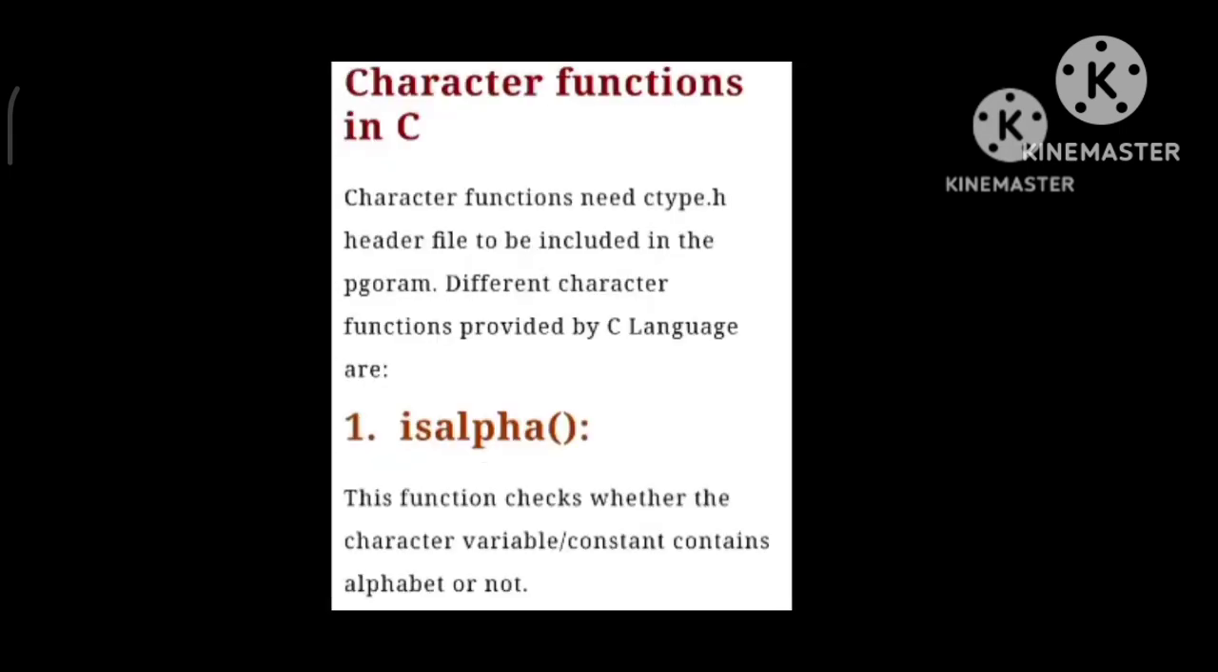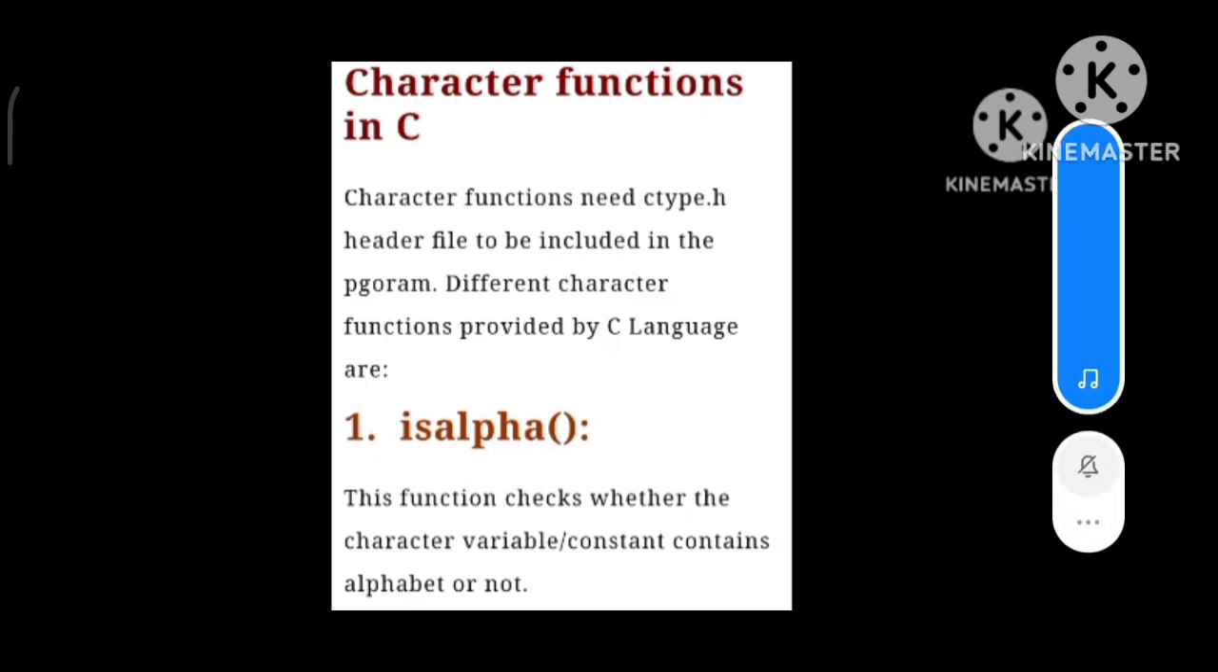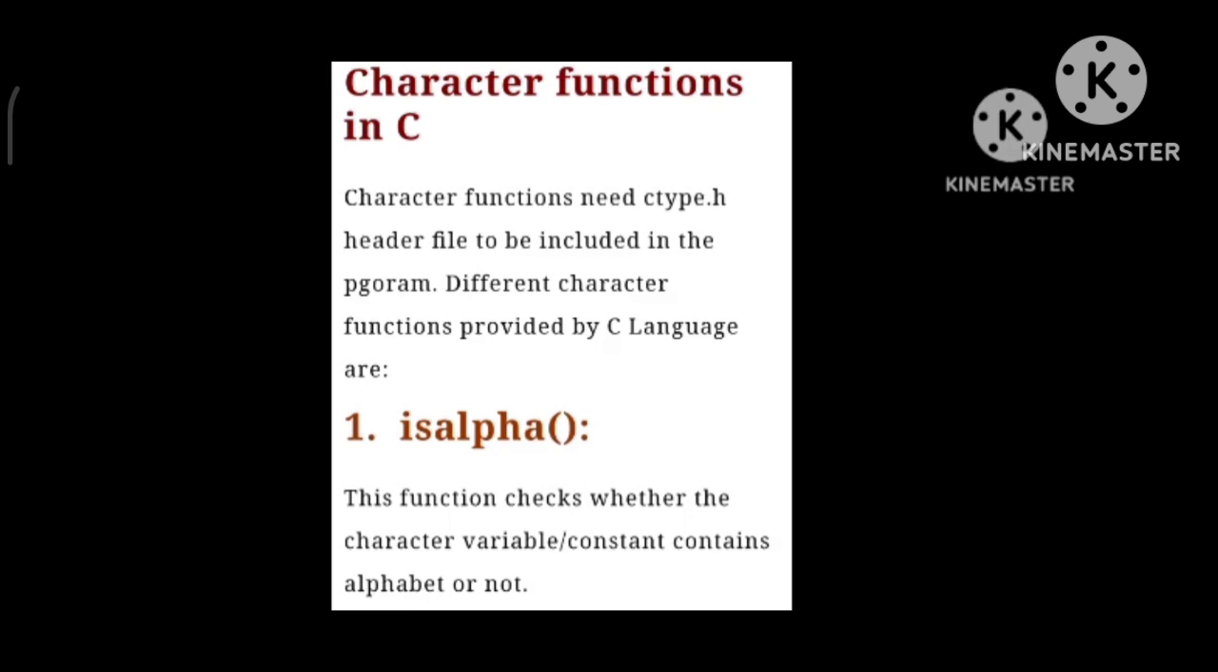And the character handling functions in C. Character handling functions are needed in the program. Different character functions are provided by the C language. First, the isalpha function. This function checks whether the character variable or constant contains an alphabet or not.